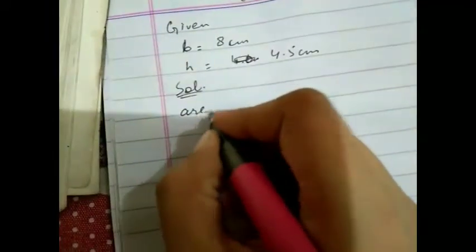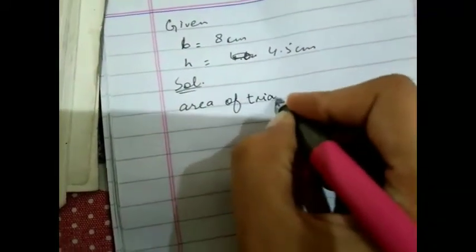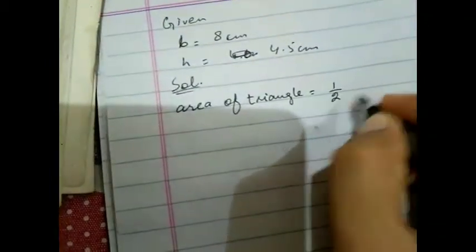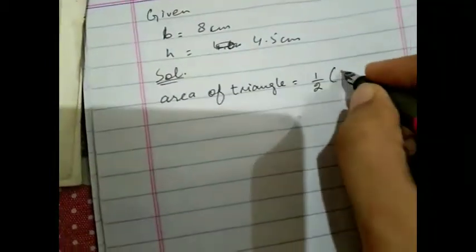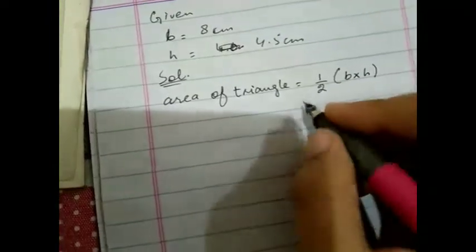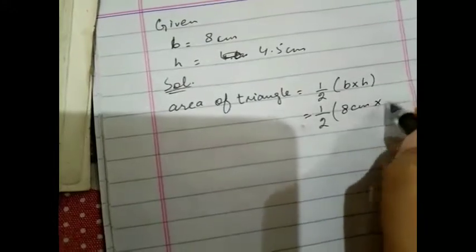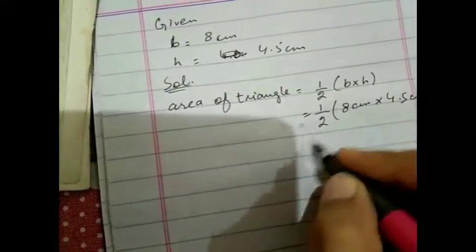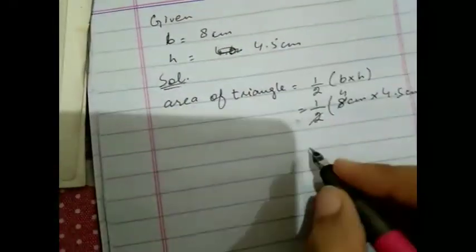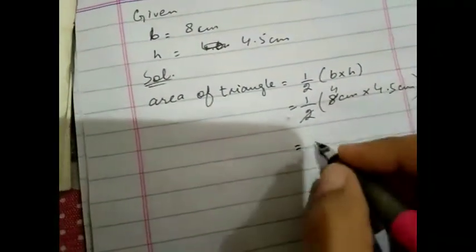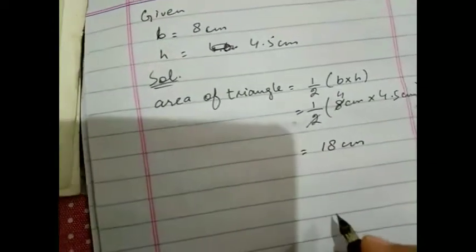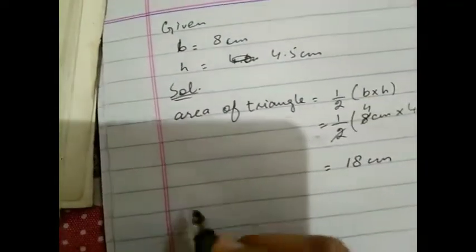Firstly, find the area of the triangle. I have written the question. Let's find the solution. Area of triangle. The formula to find the area of a triangle is 1/2 of b multiplied by h, base multiplied by height. Base is 8 cm and height is 4.5 cm. I will cut these two values. The answer is 18 centimeter square.